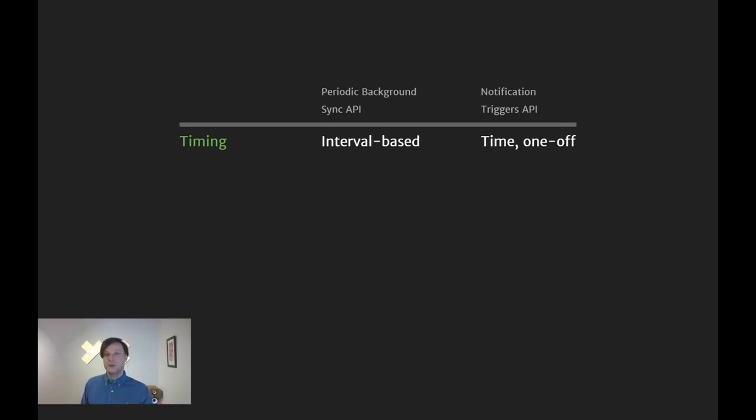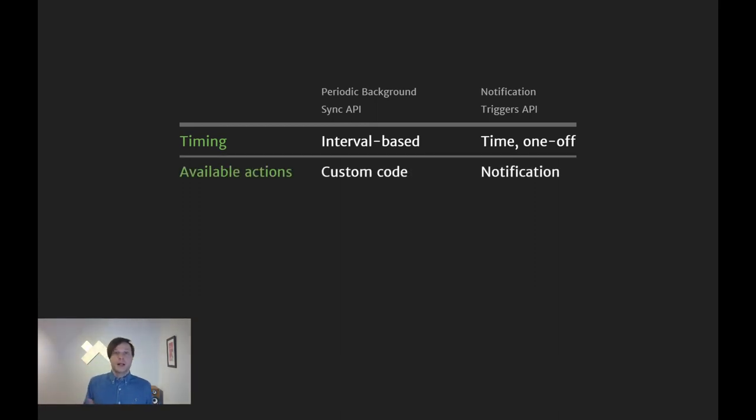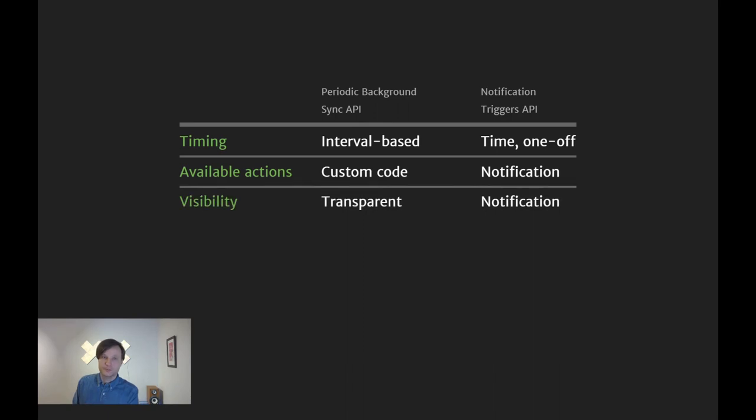Timing. As the name of this API says, periodic background sync is something based on intervals. While with notification triggers, we schedule this trigger, this notification, for one particular timestamp in the future. What can we do here and there? In PBS, we write the custom code itself. So there is no magic way for having our application fresh and data it consumes fresh without the code we write ourselves. So we just have this trigger for when to run this code. Notification triggers is limited to only show the notification.